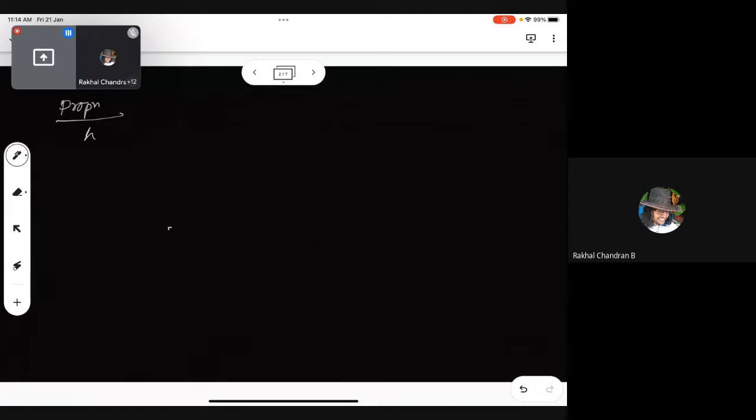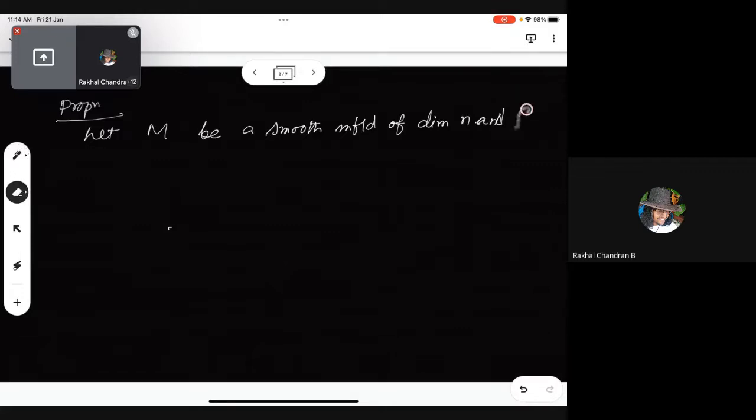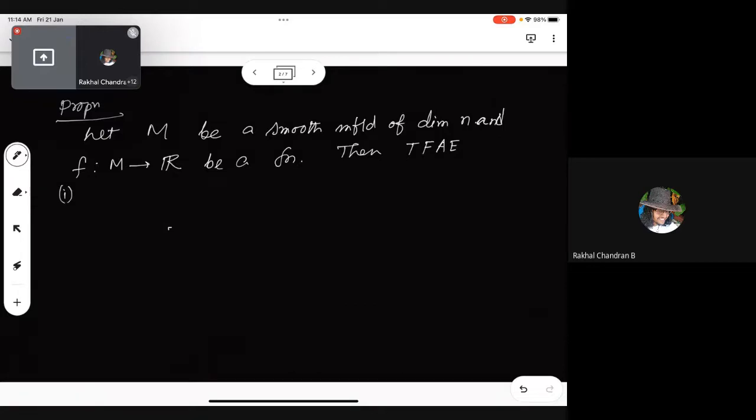So let M be a smooth manifold of dimension n, and let's say f from M to R be a function, then the following are equivalent. One, f is C infinity on M.